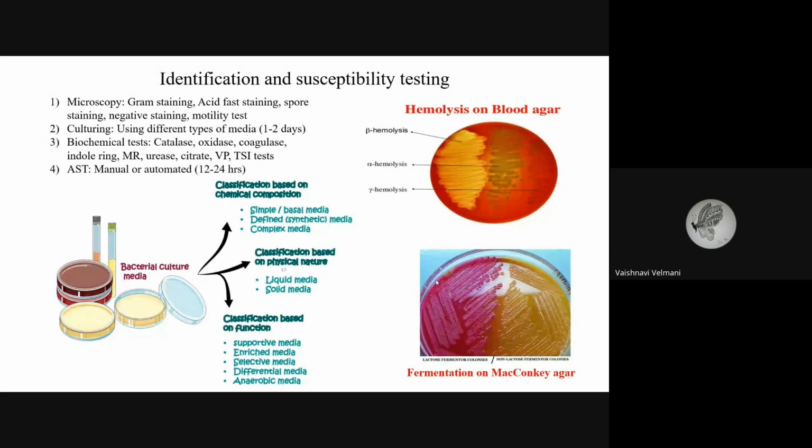So next, coming on to identification and susceptibility testing. How can we identify a bacteria? First, we need to use microscopy. Microscopy includes Gram staining and acid-fast staining. Gram staining, we already saw Gram-positive and Gram-negative bacteria. Acid-fast staining, acid-fast bacilli.